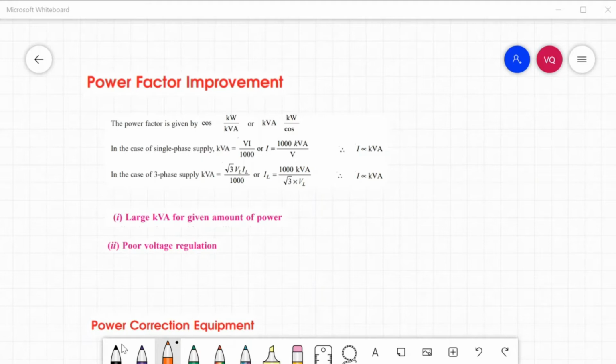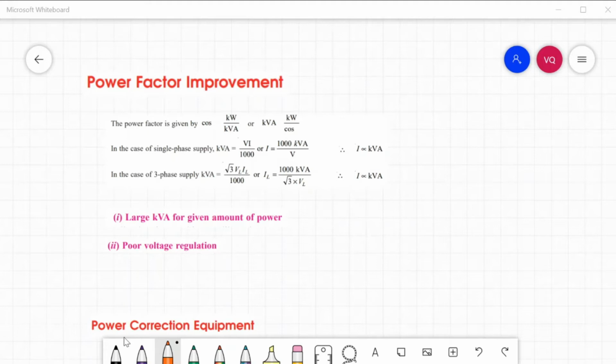In case of a three-phase supply, kVA is equal to the square root of 3 times VL IL, or the line voltage times the line current divided by 1000, or our line current is equal to 1000 times kVA divided by square root of 3 times the line voltage. Therefore, we can say that also the current is directly proportional to our apparent power. In each case, the kVA is directly proportional to current.